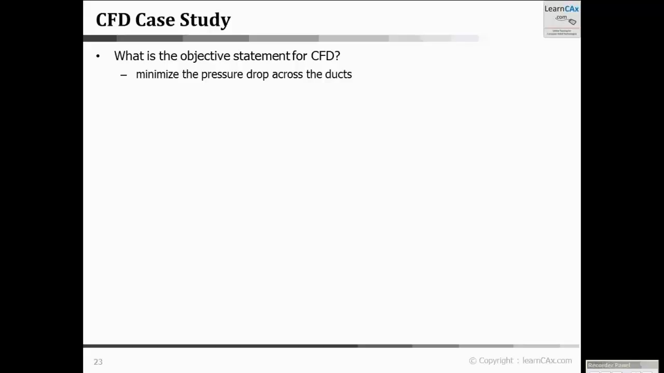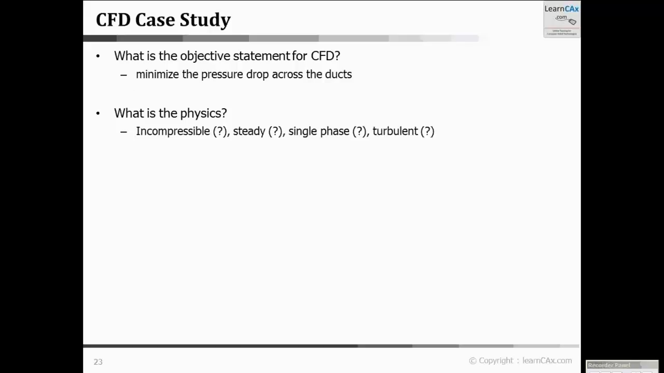So what is the physics involved is we have to study various physics involved in this particular problem, that whether the problem is incompressible or whether it is steady or unsteady, whether we are using a single phase solver or a laminar or turbulent flow. We have to decide the CFD domain and boundary conditions for our CFD problem.